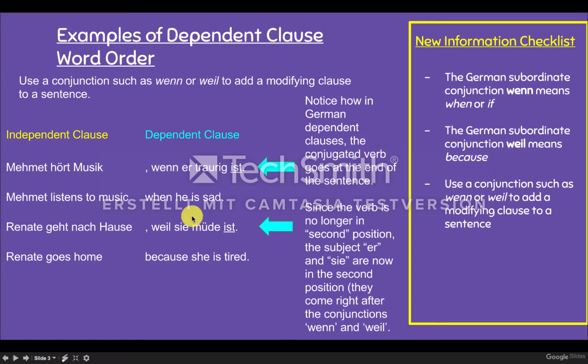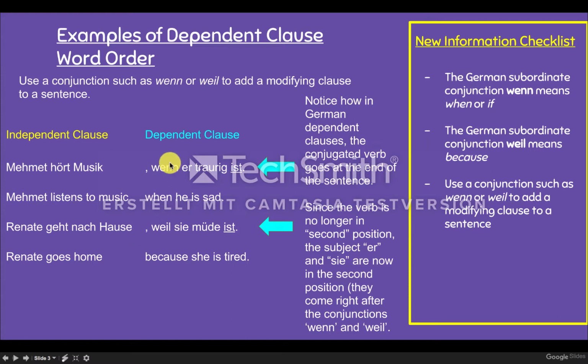It's going to be the same rule when we're using the conjunction weil. Renata geht nach Hause, so Renata goes home. We have subject and verb in first and second position. Then everything else, which is a prepositional phrase, nach Hause. And then our dependent clause, our signal is weil, which is a conjunction. We have the subject as close to the conjunction as possible because the verb is going to get kicked to the end. And then we have müde, which means tired, and then the verb at the end, ist. So because she is tired, in German, that is weil sie müde ist.